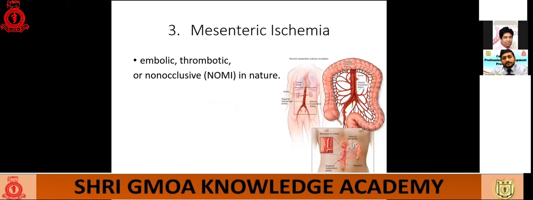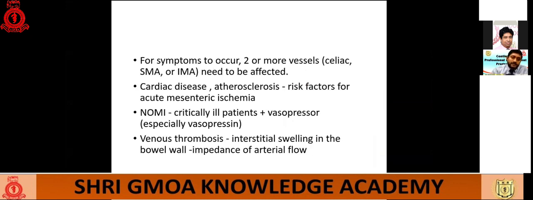Then a bit about mesenteric ischemia. Mesenteric ischemia occurs when it is embolic, thrombotic, or non-occlusive in nature. It especially commonly affects the superior mesenteric artery, but it can affect, as we all know, the blood supply of the colon and small bowel.